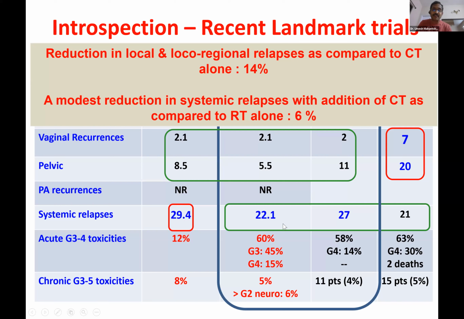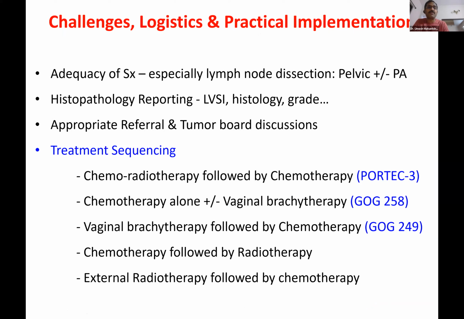And the most important thing is at the bottom: the grade 3, grade 4 toxicities are quite high, irrespective of whether you give chemoradiation or chemotherapy alone. And this is quite significant in this group of patients. So the question is always, what are the logistics and practical implementation? Unfortunately, in our country, we still struggle with these issues.